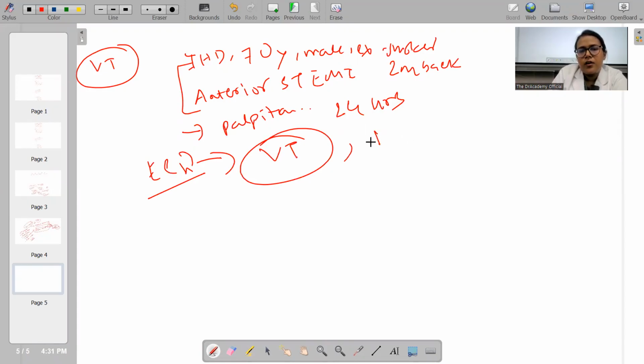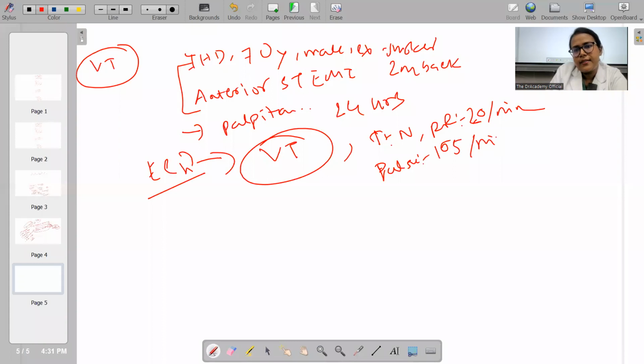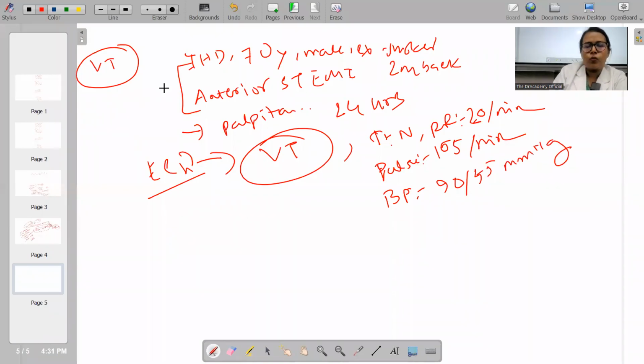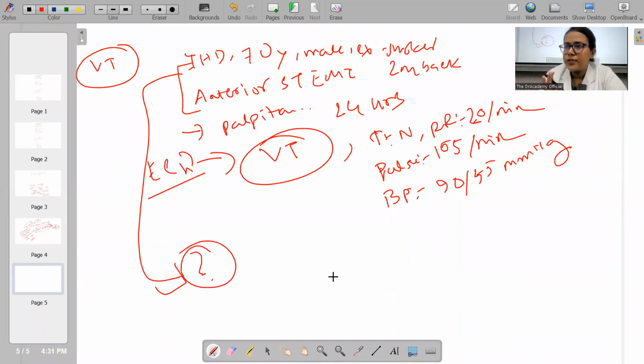You do an ECG, you see that the patient is developing ventricular tachycardia, and the patient's hemodynamics are, say, temperature is normal, respiratory rate is 20 breaths per minute, patient is having shortness of breath as well, and patient's pulse is 105 beats per minute, and the blood pressure is 90/55 millimeter mercury. So what do you want to do in order to save the patient? Imagine you're working in the cardiology department. What do you want to do?